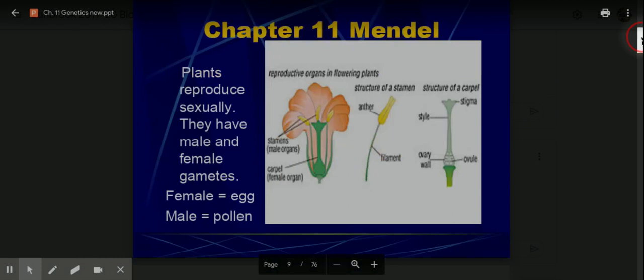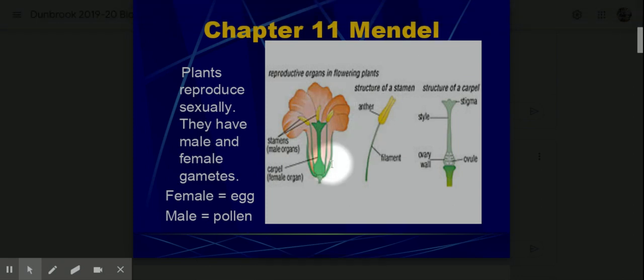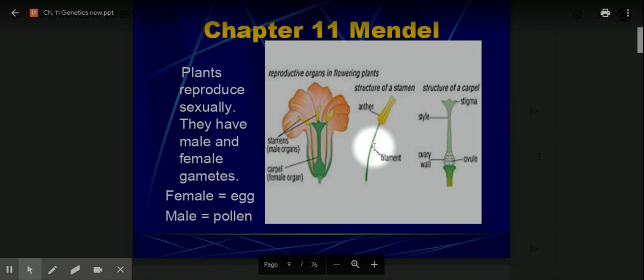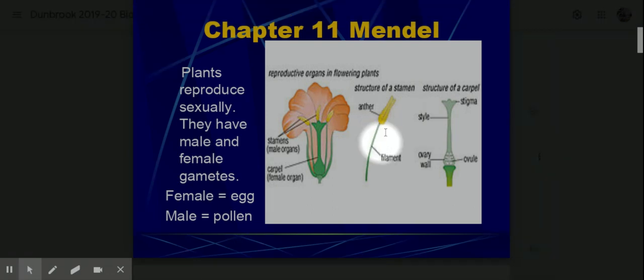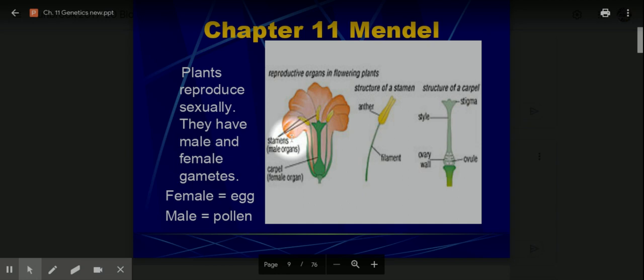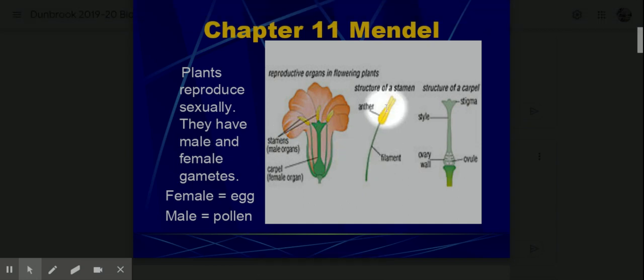So again, quick anatomy of plants. Typically plants and flowers in general, I'm going to give you a real generic version here, will have male parts and female parts, just like animals. The whole entire thing is called a stamen. It's divided into the anther and the filament. This is equivalent to the male reproductive parts. The stamens are the male reproductive parts. They include the filament and the anther.